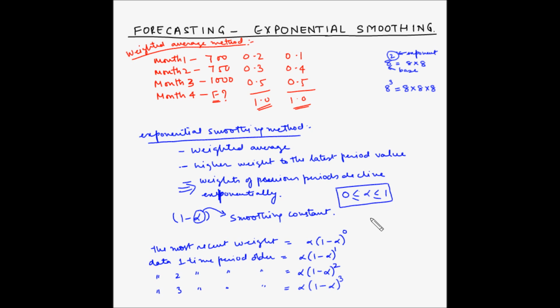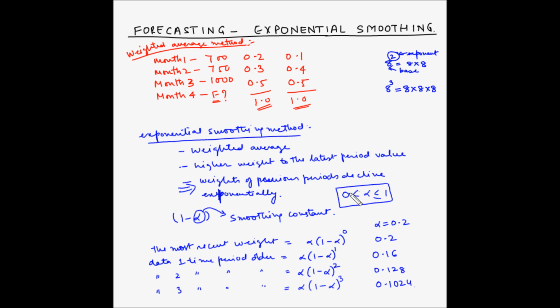So let's take the value of alpha as 0.2. So alpha is 0.2. Then the values that we get for these weights are 0.2, 0.16, 0.128 and 0.1024. So you can see how the value is declining.